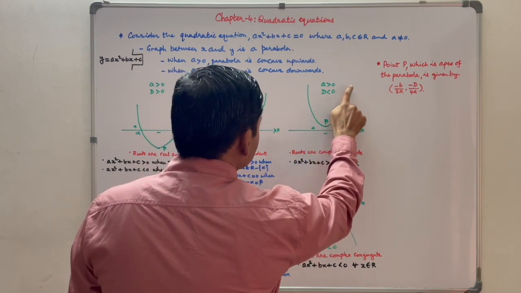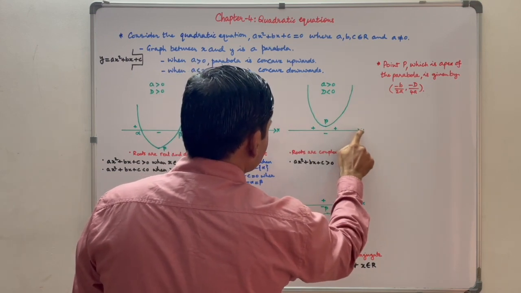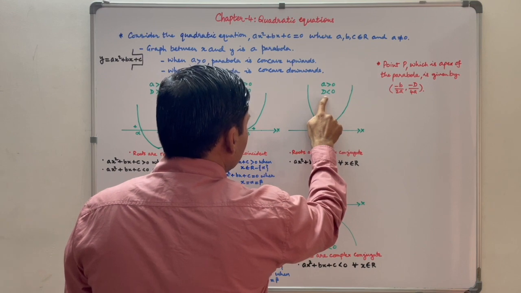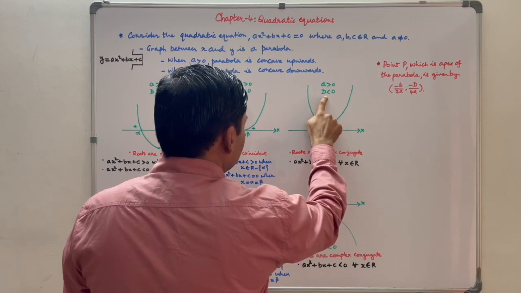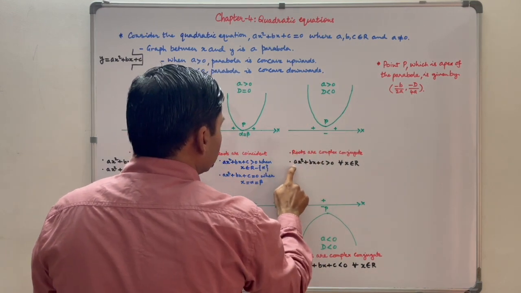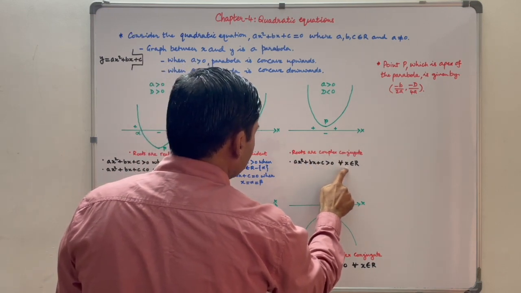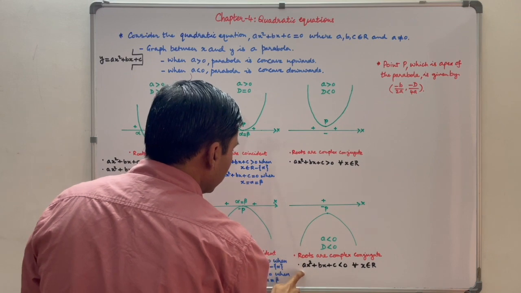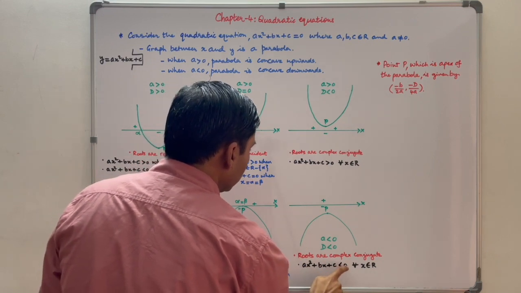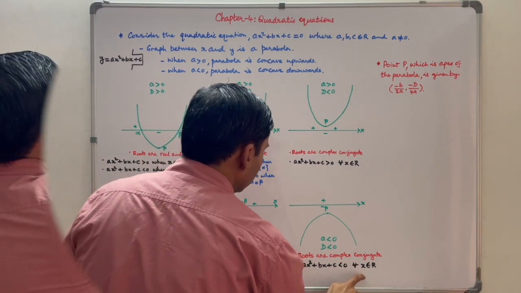In figure 3 and 6, d is less than 0. Curve neither touches nor crosses the x-axis. So roots are imaginary or complex conjugate. In figure 3, ax square plus bx plus c is greater than 0 for all x. And in figure 6, ax square plus bx plus c is less than 0 for all x.